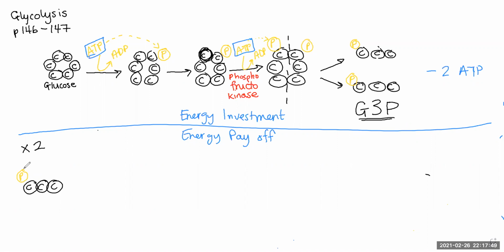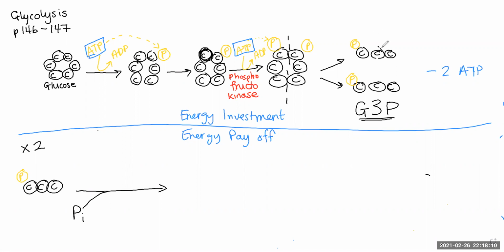But that would mean that I invested 2 ATPs into the system, and then I just get 2 back out. It's basically a net zero. And the cell doesn't want to do that. So it's going to get creative here. And it's actually going to use an inorganic phosphate, written as P with a little i.